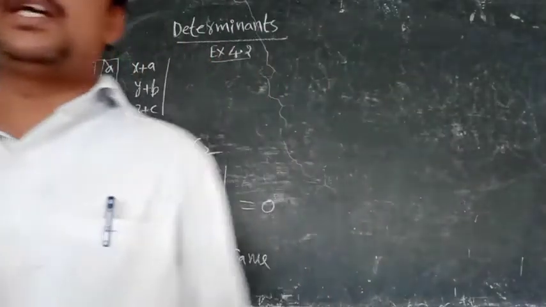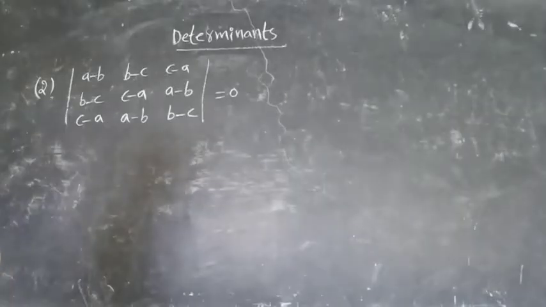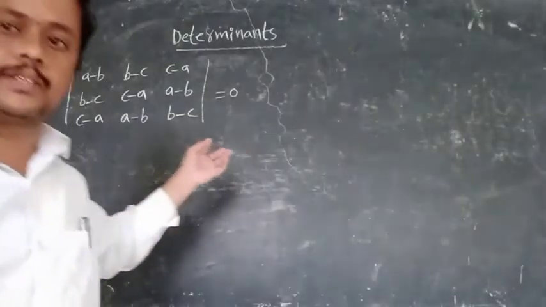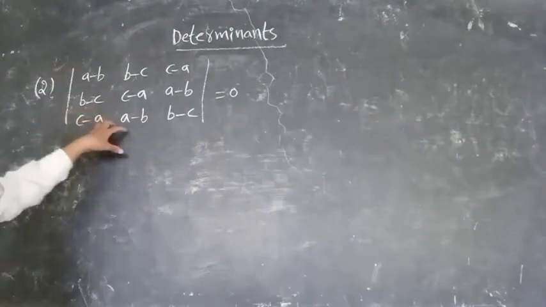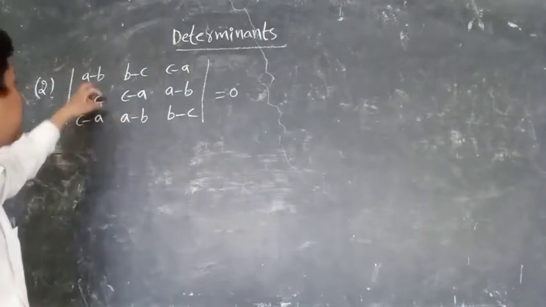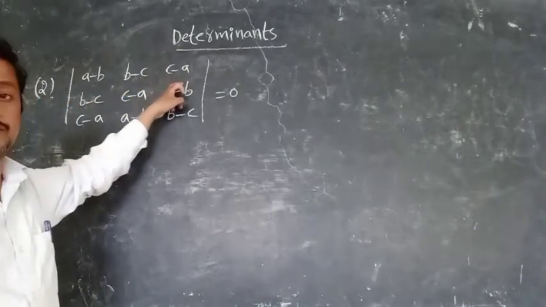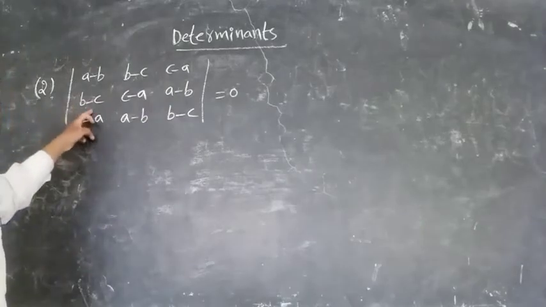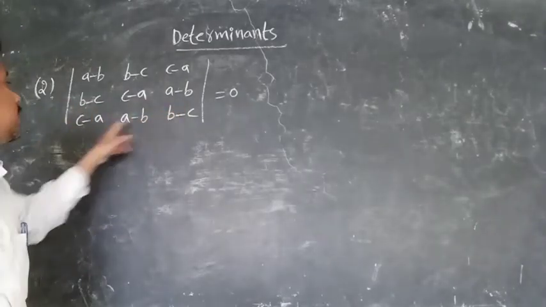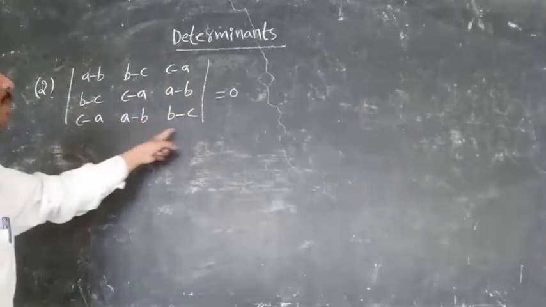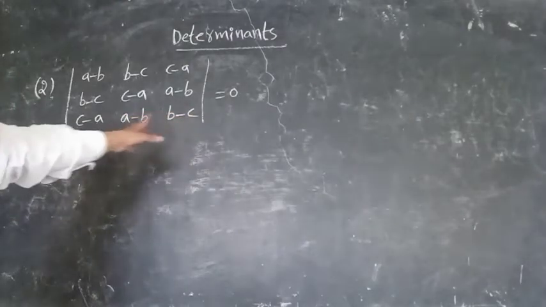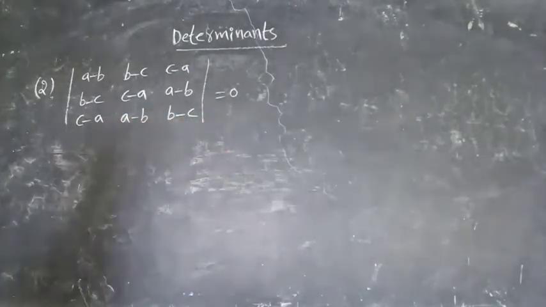Okay, we'll see the next question. Now the second question. You have to prove that the determinant with entries a minus b, b minus c, c minus a; b minus c, c minus a, a minus b; c minus a, a minus b, b minus a is equal to the determinant of these values, which should be what? 0. Again you have to prove 0. See, how to do this one?